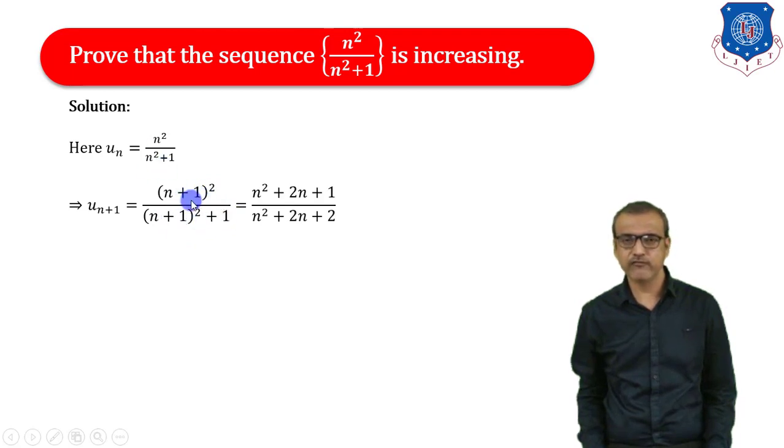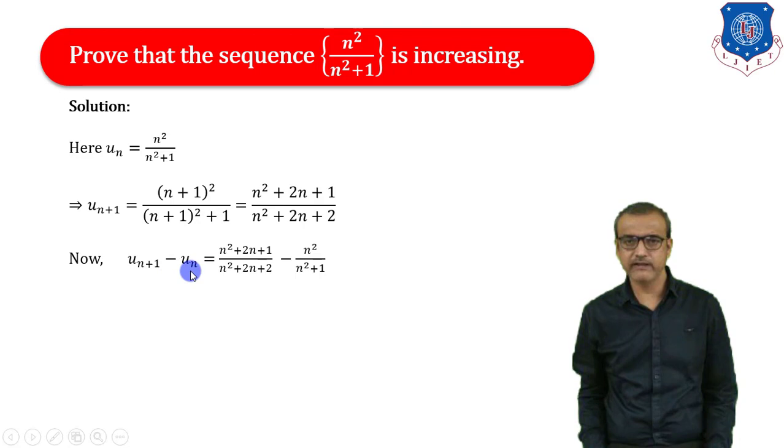Now here we will apply the formula of a plus b the whole squared, that is a squared plus 2ab plus b squared. So it will become n squared plus 2n plus 1 divided by n plus 1 the whole squared, which is n squared plus 2n plus 1, and this plus 1 will become plus 2. Now this is Un plus 1. Now we will find out Un plus 1 minus Un.